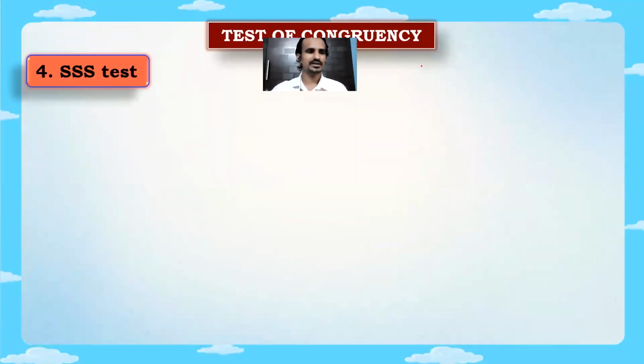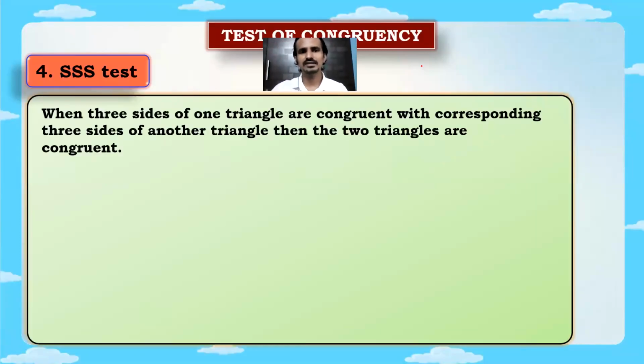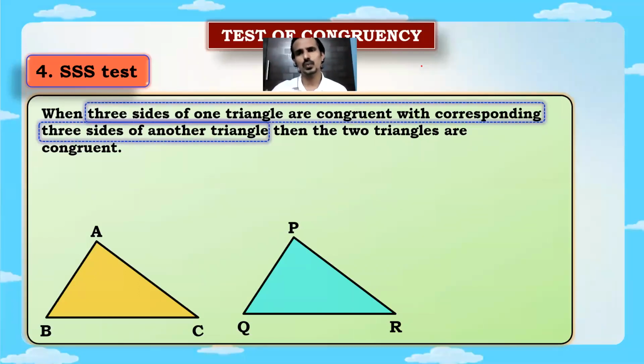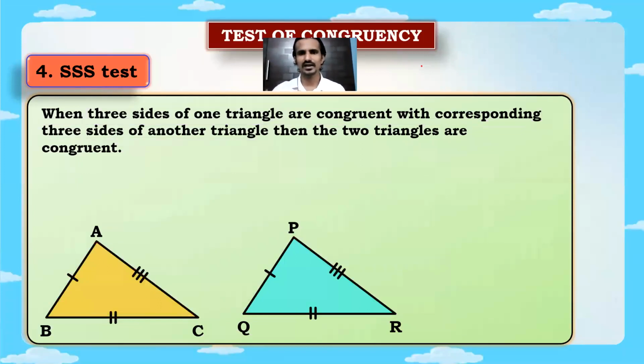Now the next test is SSS. This is the simplest test that we can have. When three sides of one triangle are congruent to the corresponding three sides of another triangle, then the two triangles are congruent. So we can say AB and PQ, BC and QR, AC and PR. All these sides of the triangles are equal.